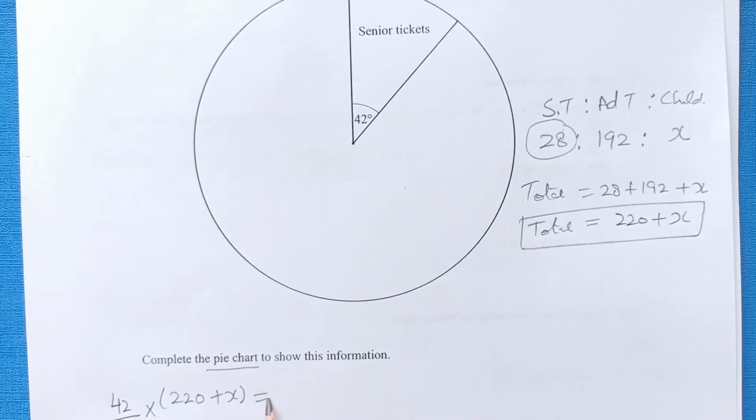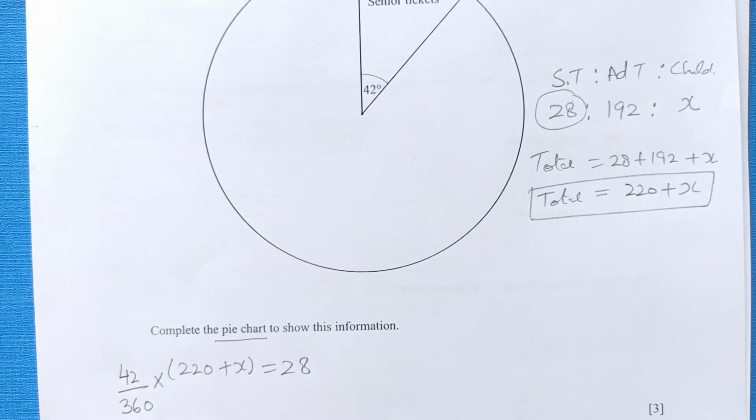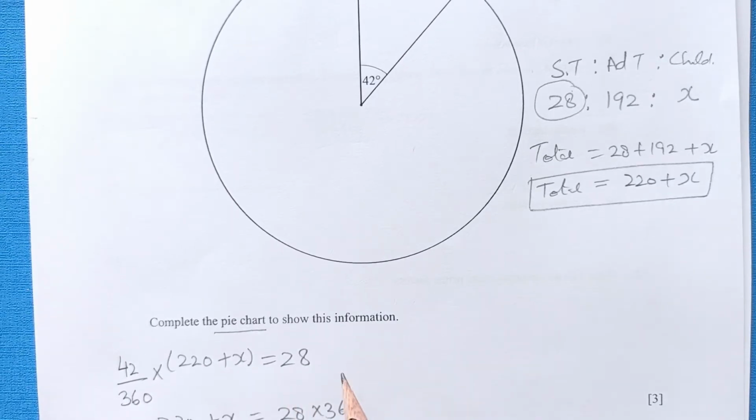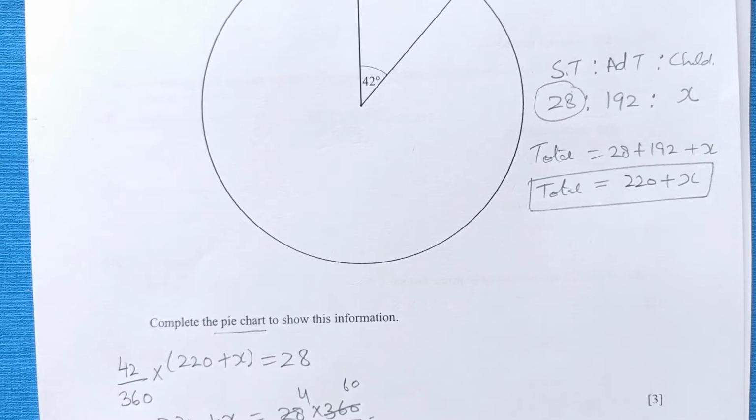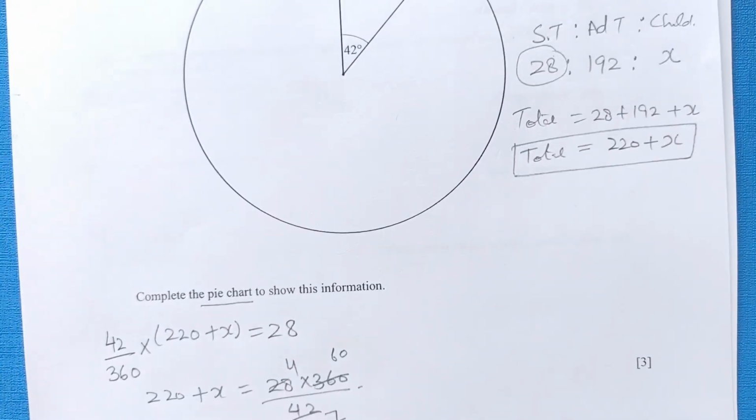So we can equate it as equal to 28. Now the calculations: 220 plus X equals 28 times 360 over 42. We can calculate this, 6 times 6, 6 times 7, 7 times 4, or you can directly use your calculator. So 220 plus X is 240. So X will be 240 minus 220, which is 20. So what was X? We considered X as the number of child tickets. So now we have X as 20, right?